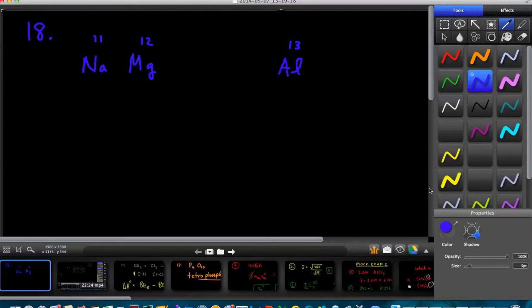So with number 18, we are asked why magnesium has a larger radius than aluminum. They're in the same period, and so magnesium has one fewer proton than aluminum. So aluminum has a greater effective nuclear charge, which will make the aluminum atom smaller than the magnesium atom. That is best summed up in answer choice C.